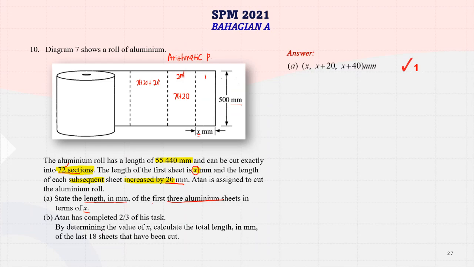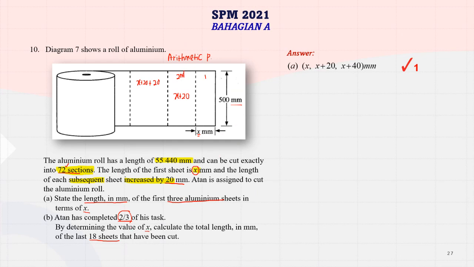Now, we go to the second one. Atan has completed 2/3 of his task. Okay, this is a keyword for you to understand. By determining the value of X, calculate the total length in millimeter of 18 sheets that have been cut. 18 sheets that have been cut. Okay, here we find all of that.